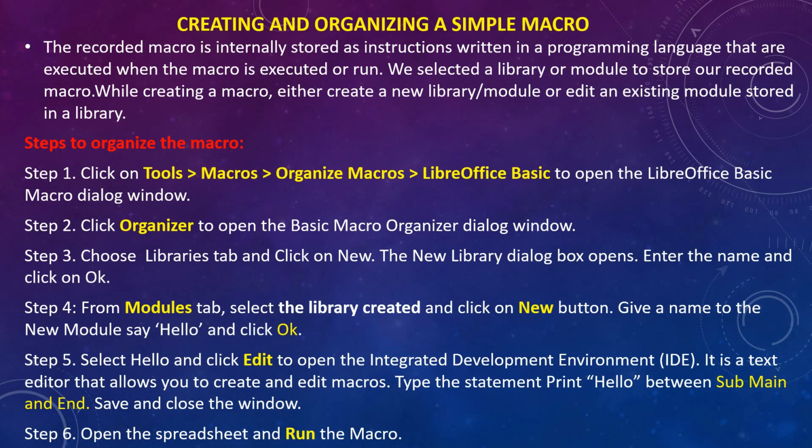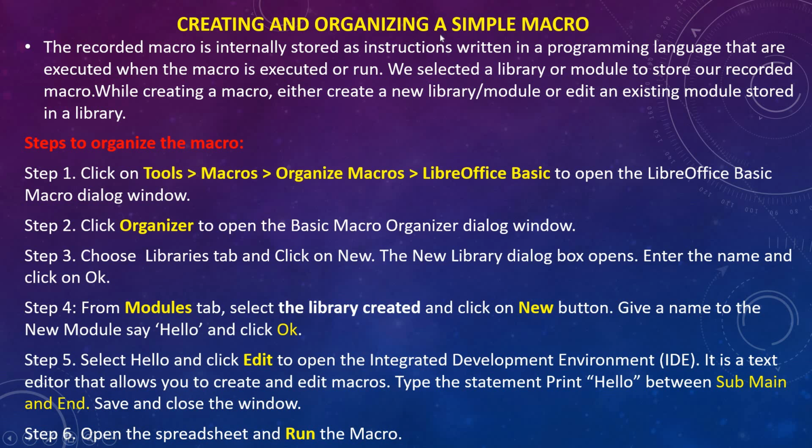So next is creating and organizing a simple macro. We can also create a small macro, like we want to type the name again and again, and then we will use that macro again and again where we want. For example, we will click on Organizer. In the Organizer, in the Module tabs, we will type something and then use that macro again and again wherever we want. So how to do it, how to organize it?